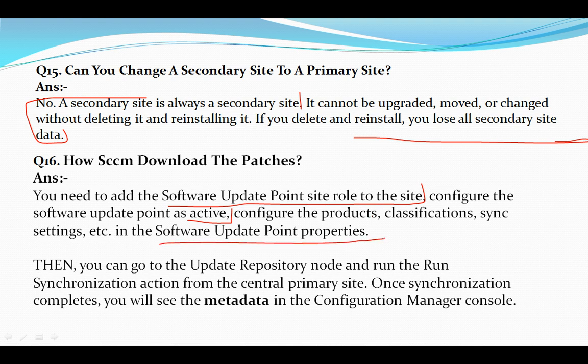software update point properties. Then you can go to the update repository node and run synchronization. After doing all those things, you run the synchronization, so it will connect to that particular server over the web and get all the required patches from that site on the internet. And you have to do this from a centralized site, the central primary site console.